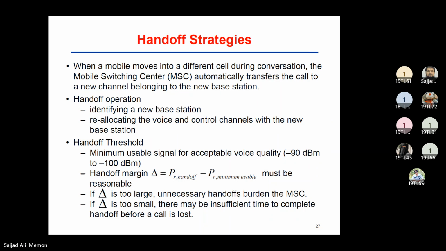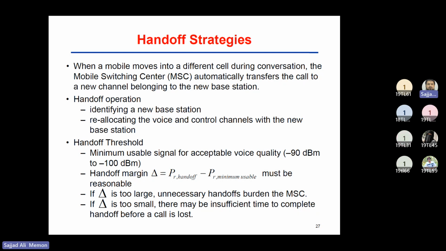So if delta is too large, the mobile station may receive this power while not close to the edge of the base station, maybe in between the edge and the base station, in the middle. So all the users in the middle of the cell may be forced to have a handoff due to this large handoff margin. If it is too small, users are already at the edge of the base station, moving to the new base station, and there may not be sufficient time to complete the handoff before the power goes beyond -100 dBm. So in one case delta is too small, and in the other case delta is too large.